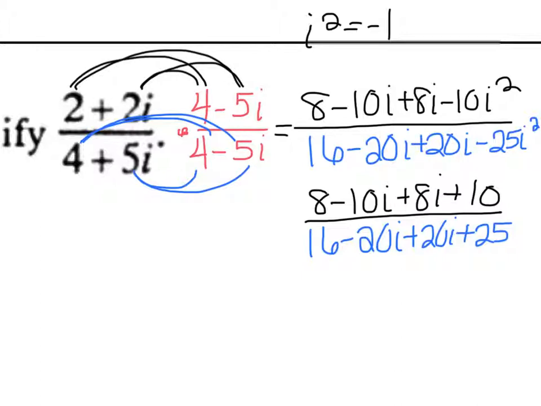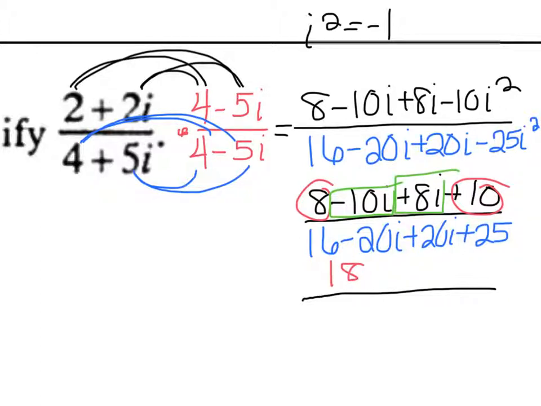Looking at like terms on top, let's start with our reals. We have an 8 and a 10, which is going to make 18. Then we also have imaginary, negative 10i plus 8i, which will make negative 2i. In the denominator, this should always happen: the middle terms should cancel out, which they do here, negative 20 plus 20. So I'm left with 16 plus 25, which would be 41.